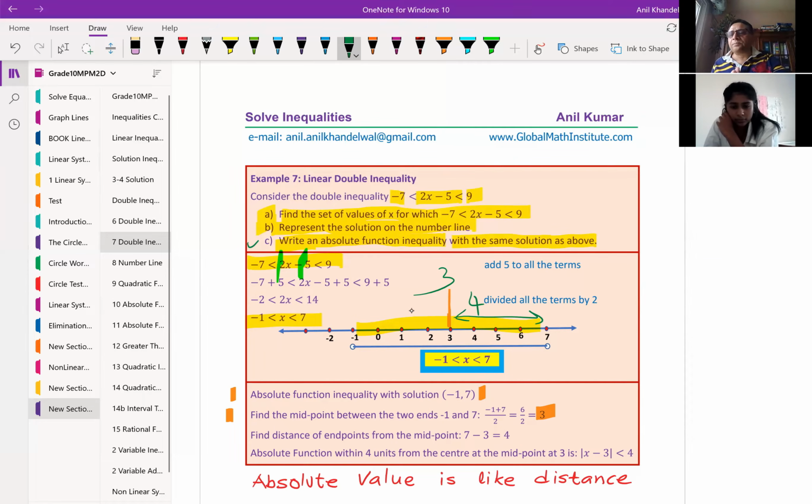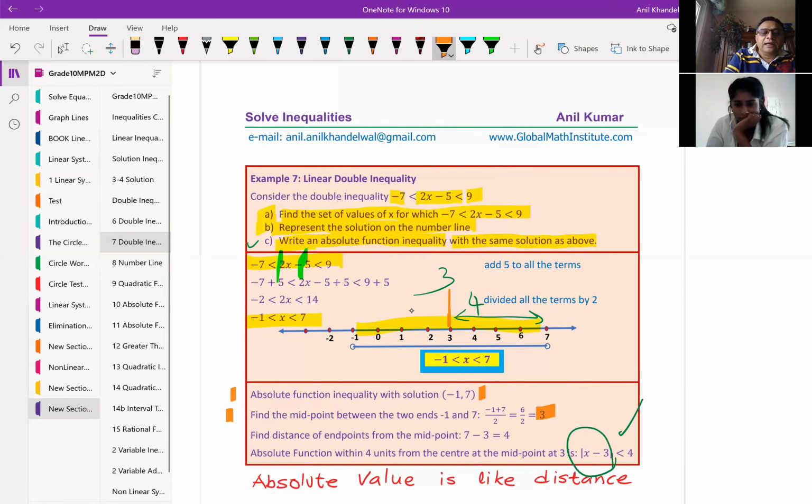You're moving to a point which is 3 units to the right, and that gives you x minus 3 as your function. And you can tolerate 4 units. So you can be within 4. So that becomes the absolute function to define this particular value as your answer. Okay. Is that clear to you? Yes. Perfect. So that is how we have to look into it.